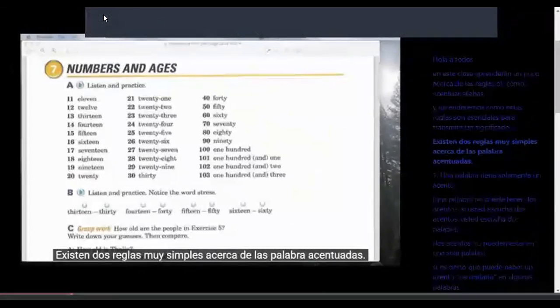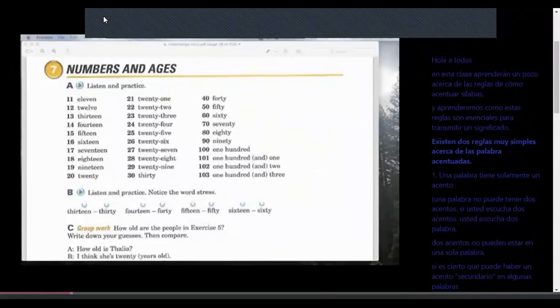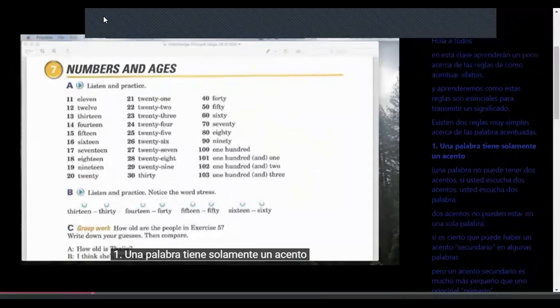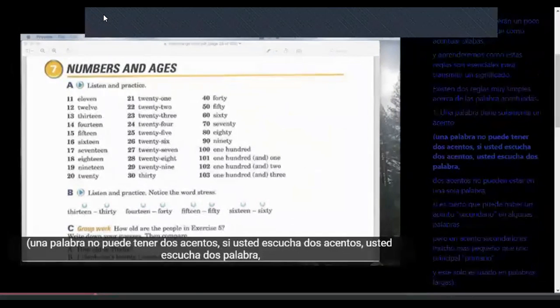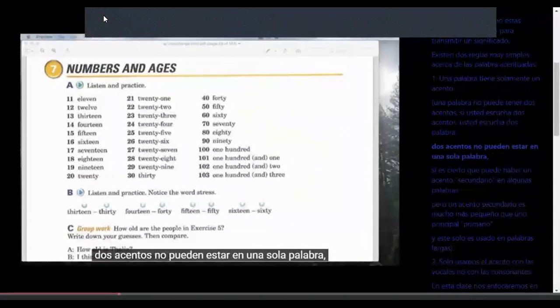There are two very simple rules about word stress. Number one, one word has only one stress. One word cannot have two stresses. If you hear two stresses, you heard two words. Two stresses cannot be one word.